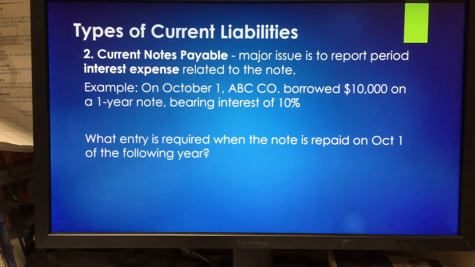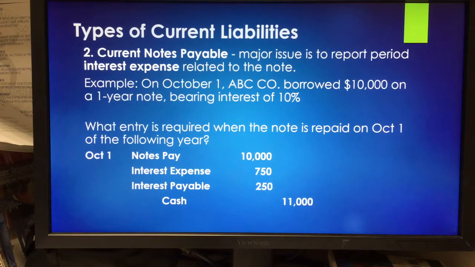What entry is required when the note then is repaid on October 1st of the following year? We have to remember, of course, that we have accrued interest as of year end. Well, here it is. Notice we've got to debit notes payable for $10,000. Notice that we had an interest payable amount set up already as of year end related to this note, so we have to eliminate that through the debit of $250.